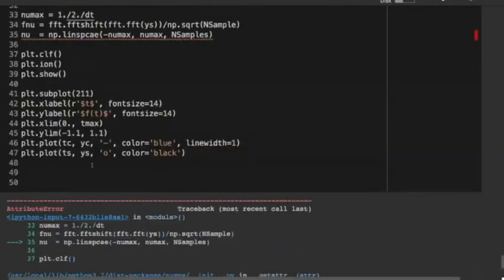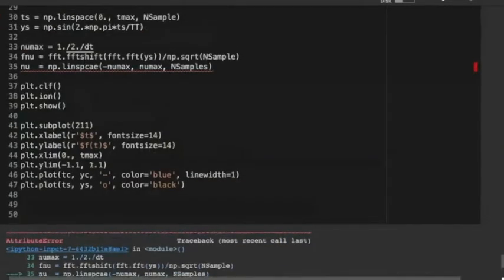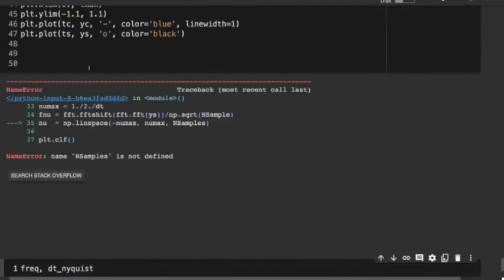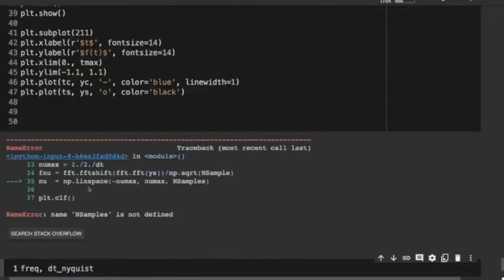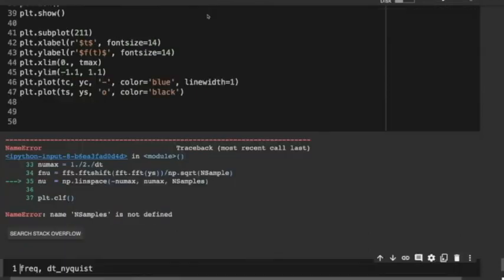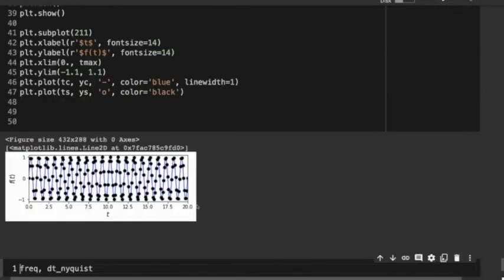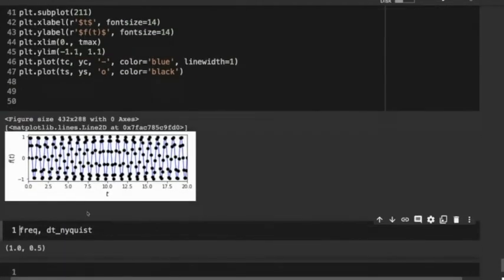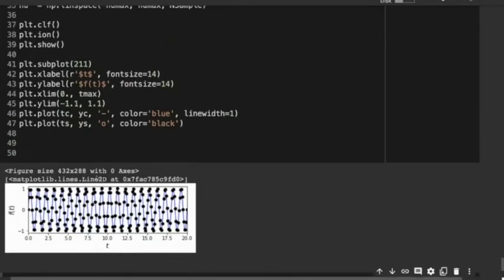Let me just check what mistake I have made again. I made the same mistake. That's interesting. And this is called n sample. Yeah. So you see that it has kind of shrunk down, and there will be another row here.